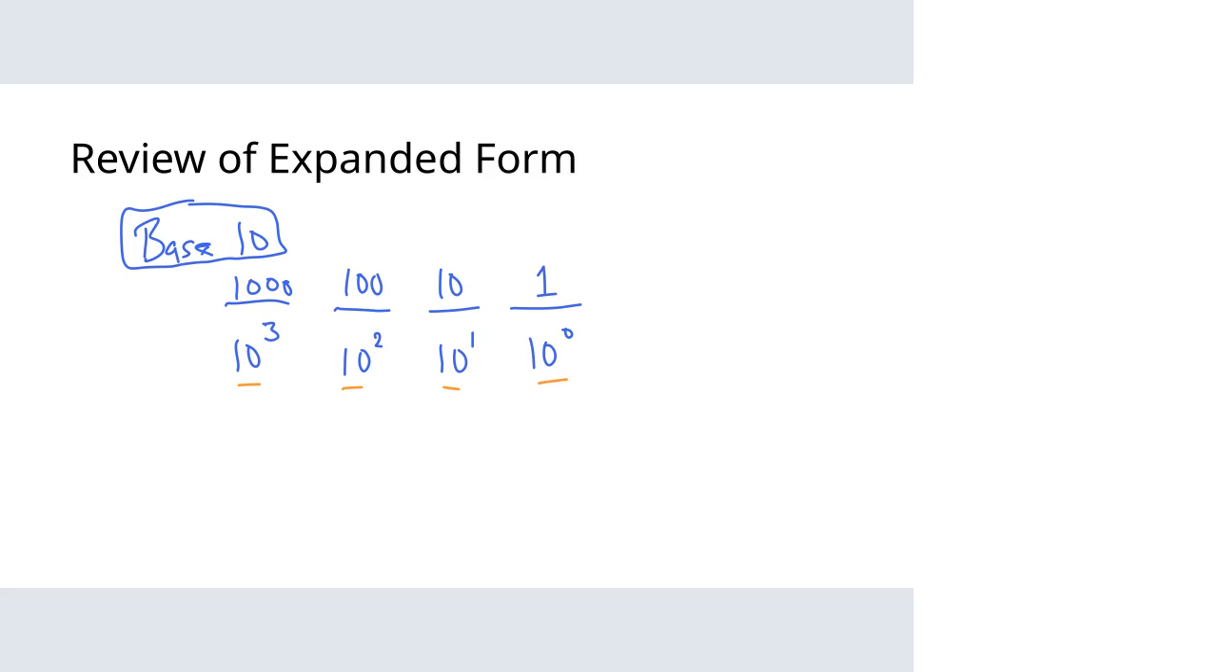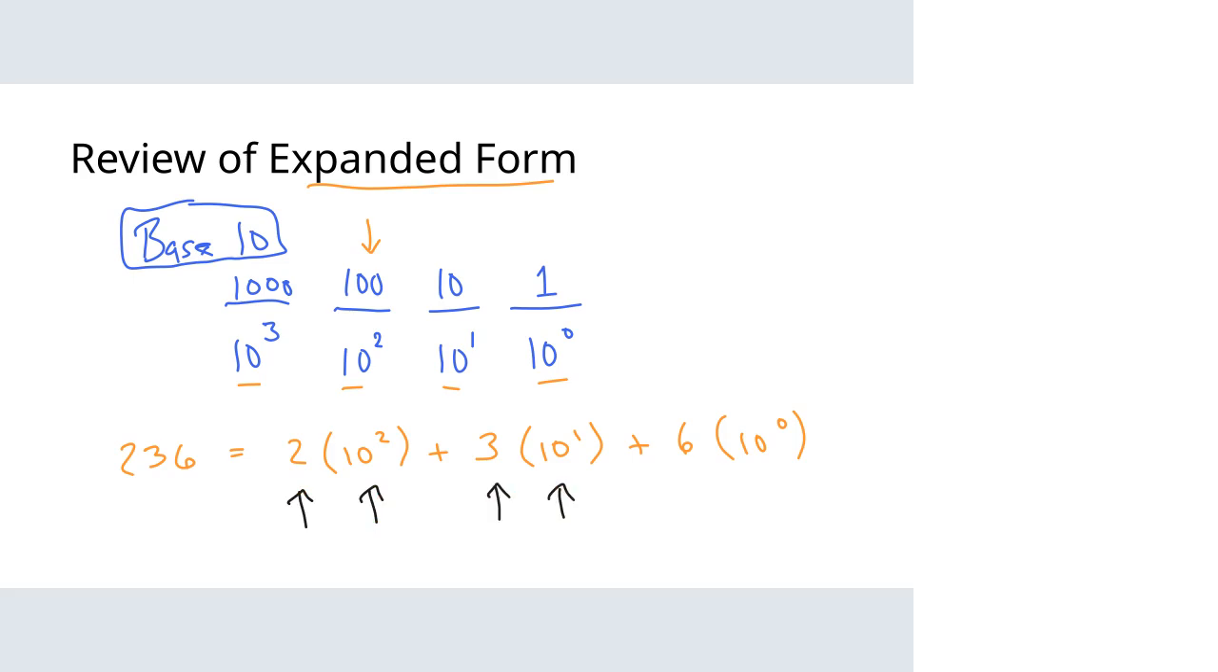If we wanted to write the number 236 in expanded form, we're going to use that base 10 notation to do it. We have 2 in the hundreds column. So that's 2 times 10 to the second plus 3 in the tens position. So that's 3 times 10 to the first. And then finally 6 times 10 to the 0. Essentially, what this number really says is we have 2 100s, we have 3 10s, and we have 6 1s.